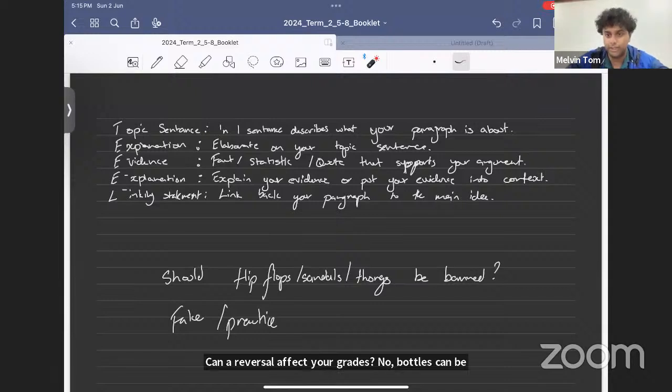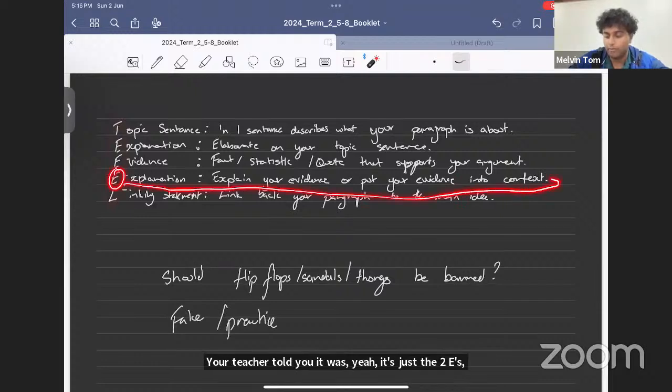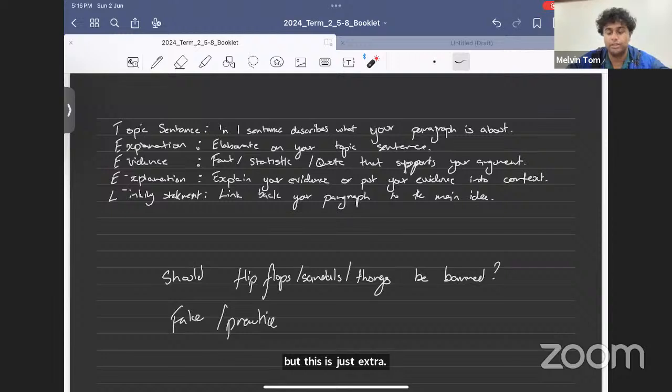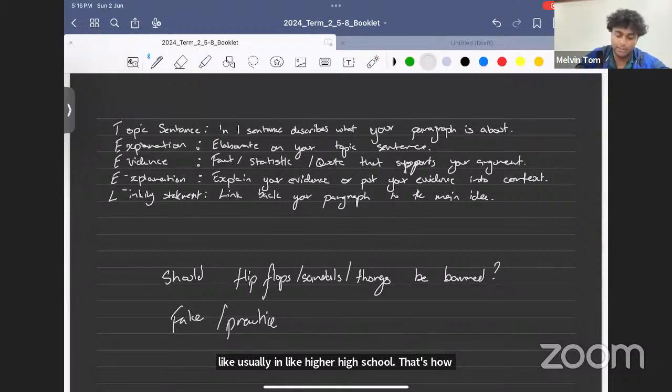Your teacher told you it was TEEL. Yeah, it's TEEL, just the 2 E's, but then this is just extra that I would recommend you using. So you learn this usually in high school. That's where they teach you. I know in primary school, they don't even teach you TEEL, they call it Oreo. So again, we're teaching you just a more mature version of Oreo, which is the TEEL.